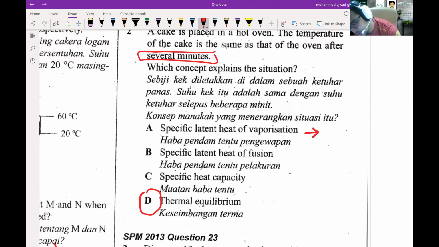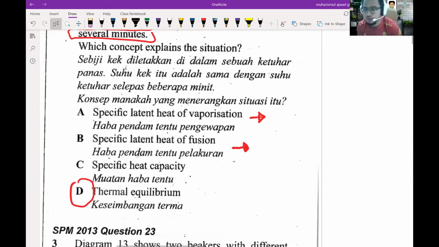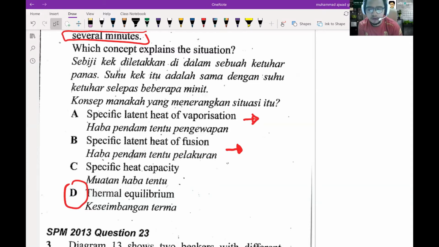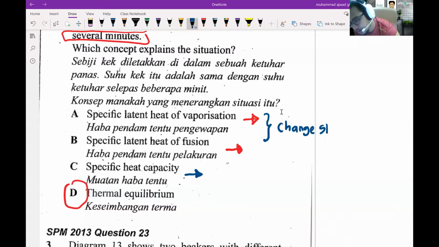Latent heat of vaporization, latent heat of fusion. So what is the difference? Ni topik 4.3. Okay, apa beza latent heat dengan specific heat? Recap balik. Latent heat dia change state. Okay, kat sini dua-dua ni, change state of matter. Meaning the heat is absorbed for the purpose of changing its state.